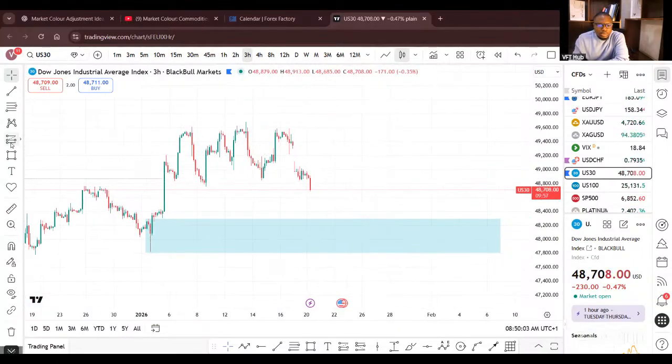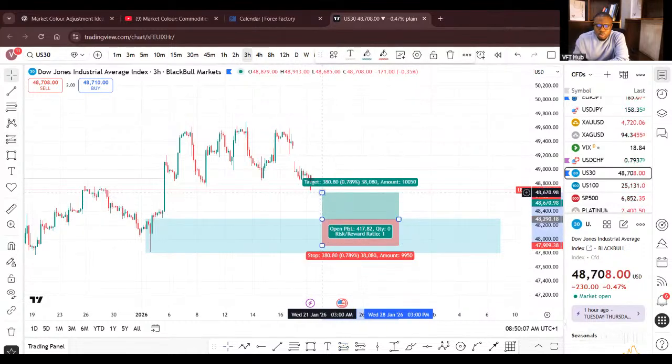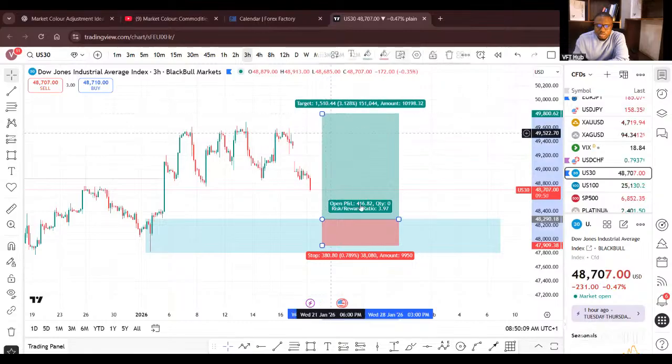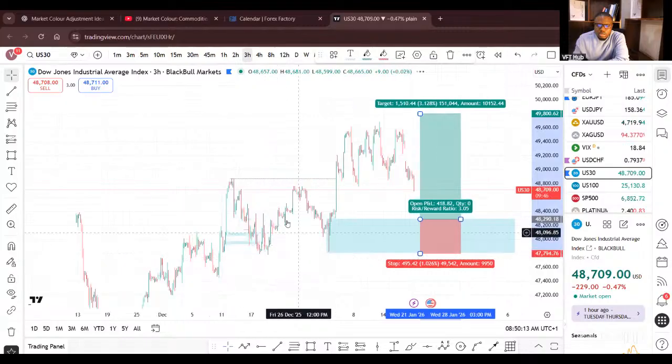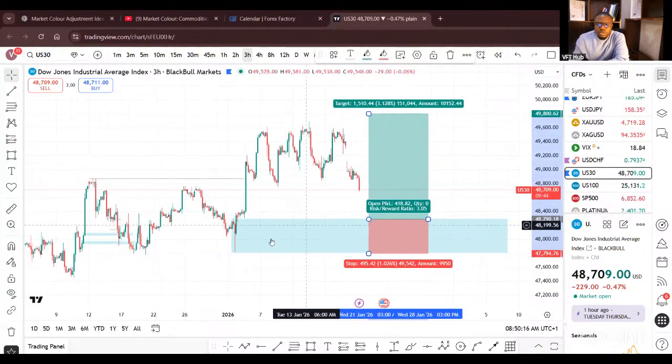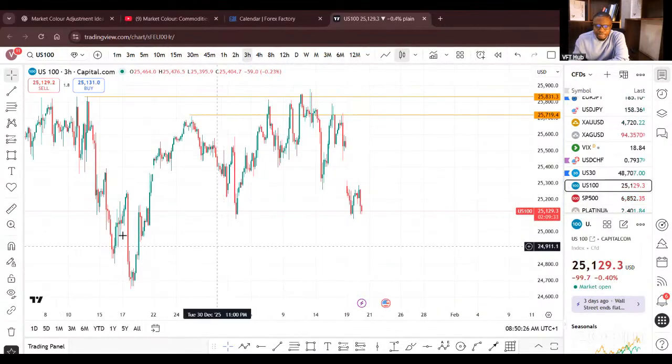And then this zone, where are we heading to? This would be our first take profit, which is like 1:3. But I'm sure the market is going to print what? A new high, a new all-time high. So it makes sense for us to buy from this zone. Excuse me. The second is US 100, right?